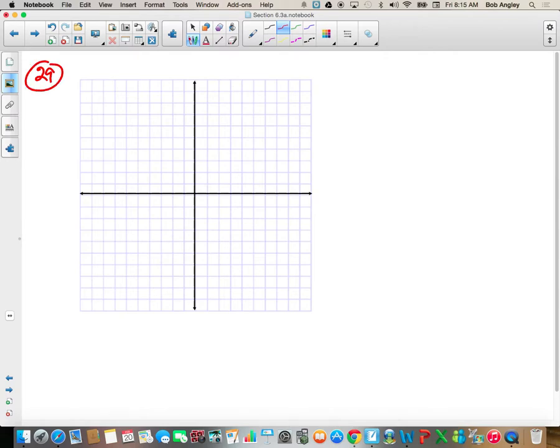So the ordered pairs that we had here were negative 4, 5, 1, 10, and 5, negative 1. Okay, now I'm going to connect this to get the triangle, and then I'm going to do what we need to do with this thing.